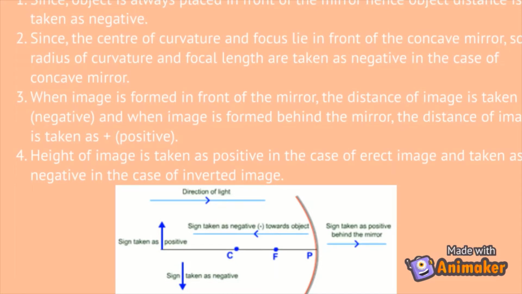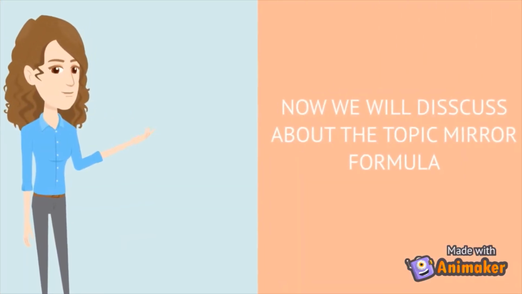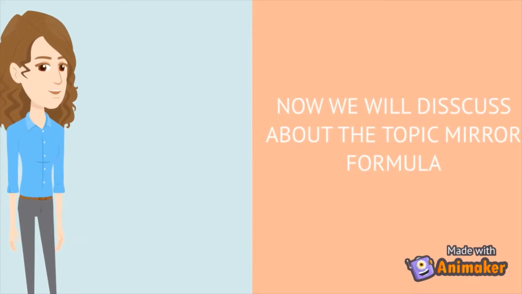When the image is formed in front of the mirror, the distance of the image is taken as negative, and when the image is formed behind the mirror, the distance of the image is taken as positive. Height of the image is taken as positive in the case of an erect image and negative in the case of an inverted image. Now we will discuss the topic mirror formula.